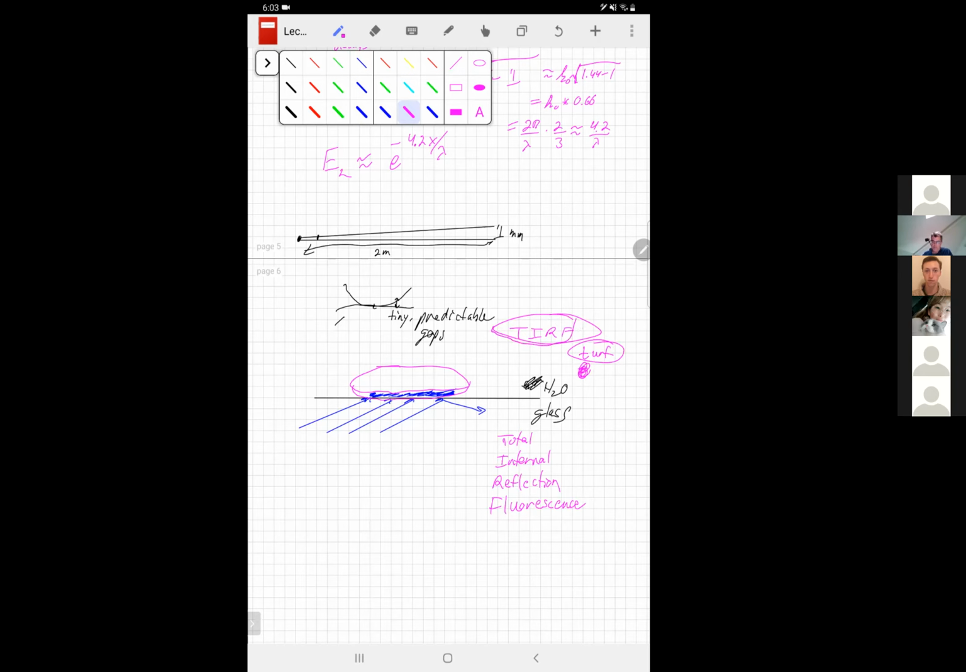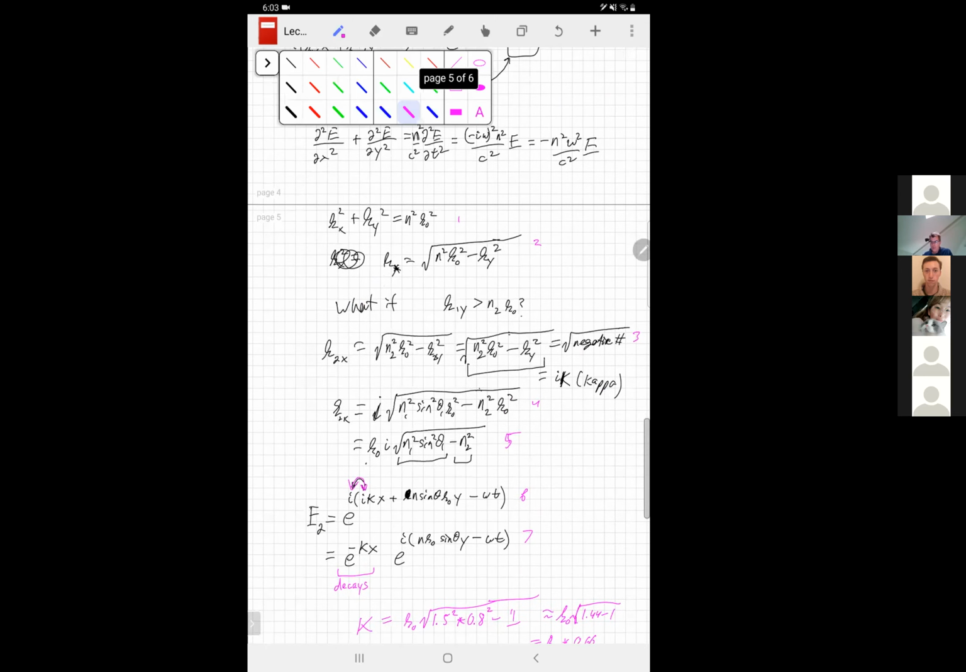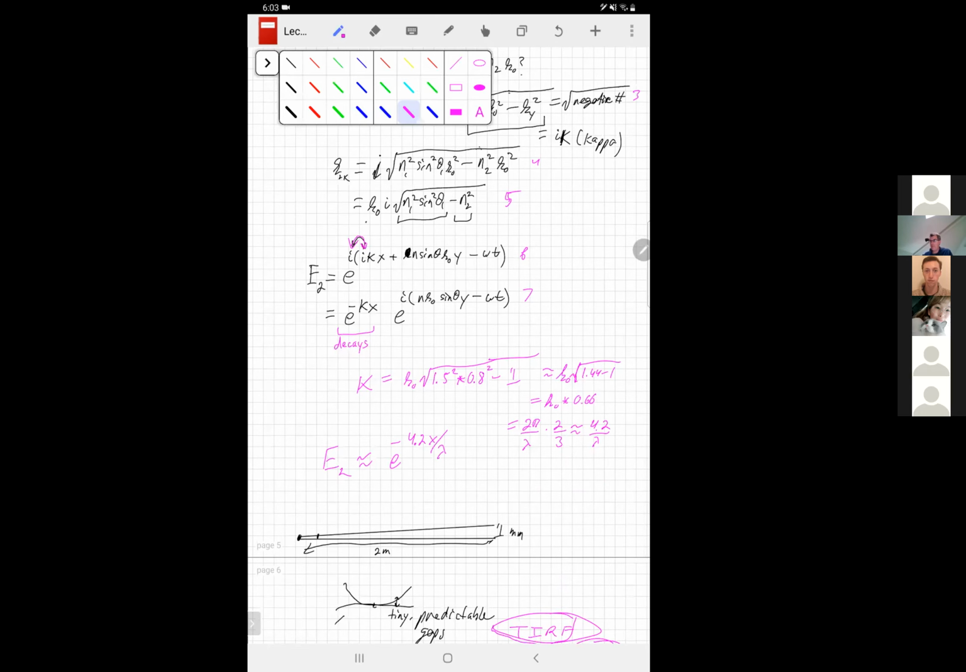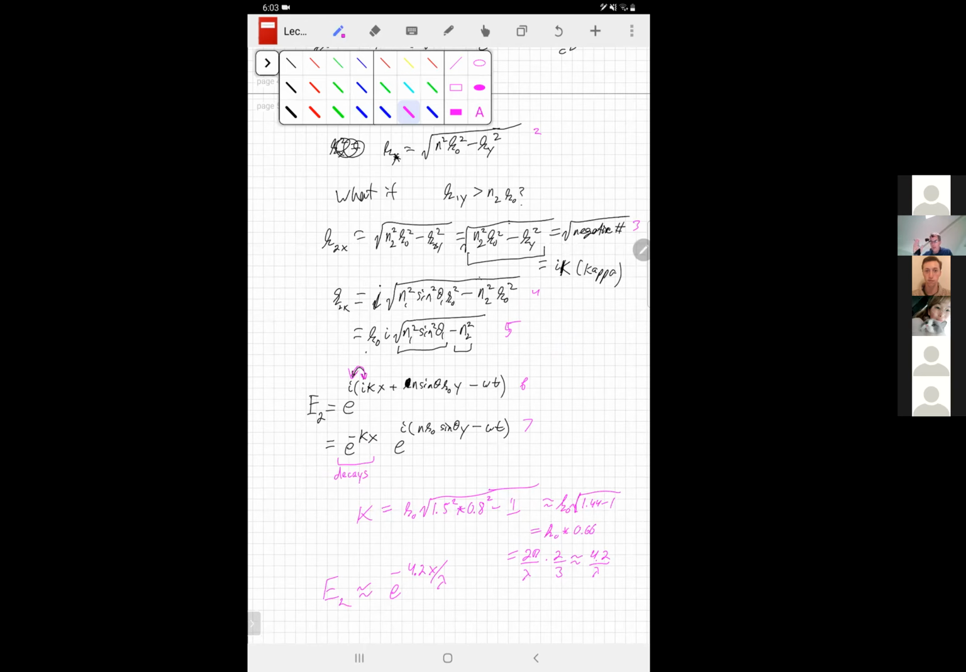But total internal reflection fluorescence is the technique that they use, because it all just comes from recognizing that with total internal reflection, the components of the k vector depend on those angles. And if the angle in one medium is large enough, then in the other medium, we need one of the vector components to be an imaginary number. And what's an imaginary number? e to the i kx is e to the minus something times x. Any questions?